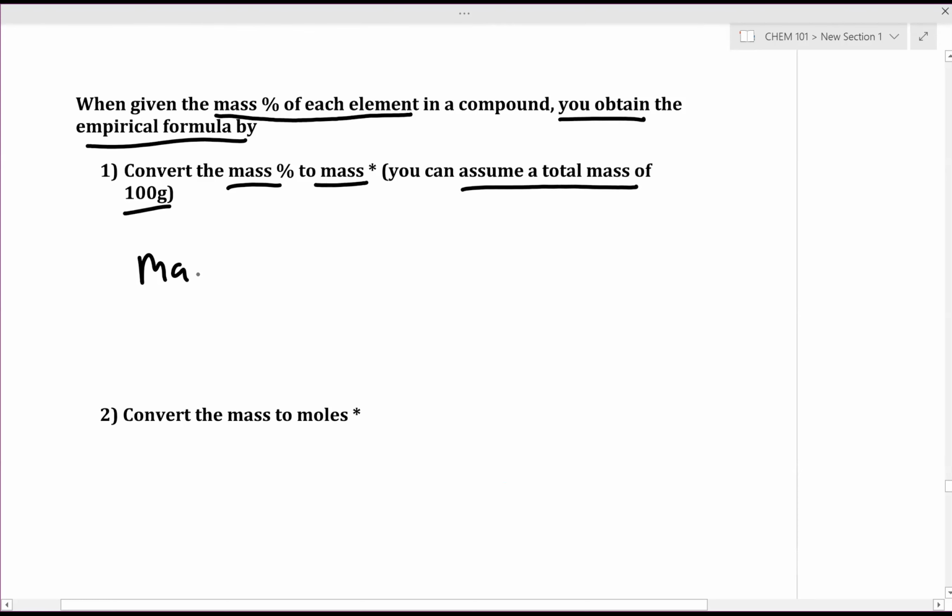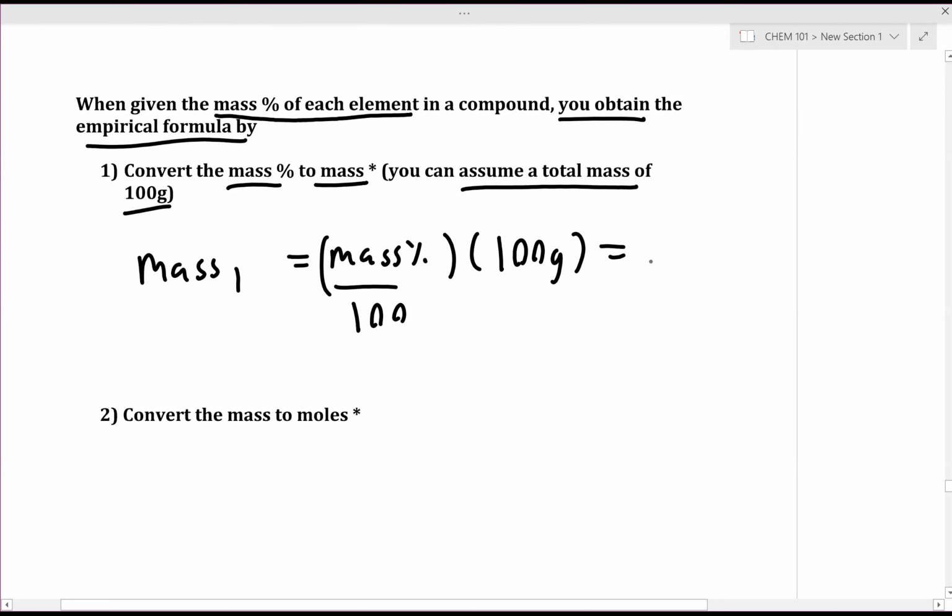So we know that the mass of your element is equal to the mass percent over 100 times the mass total. In this case, the mass total is 100 grams. The convenient point about assuming a total mass of 100 grams is that you can just read off the mass percentages as the mass. That's why you assume 100 grams if you're doing it the longhand way.